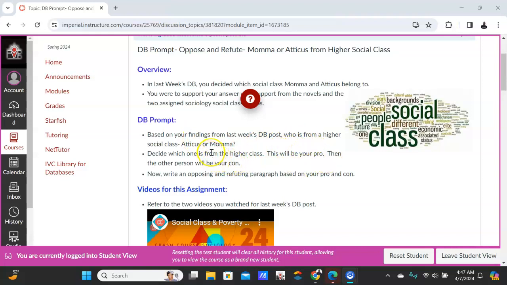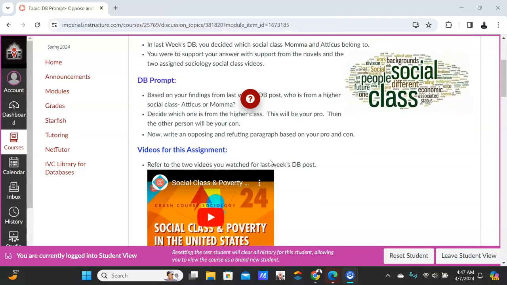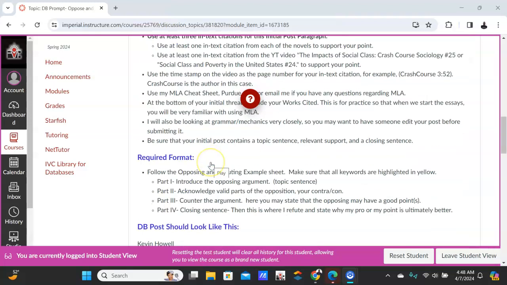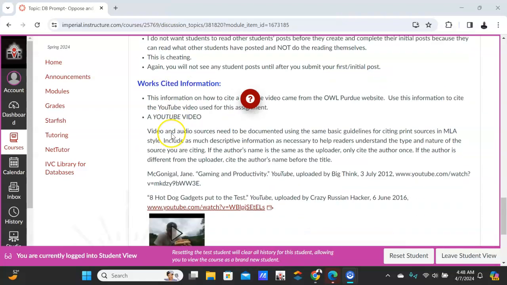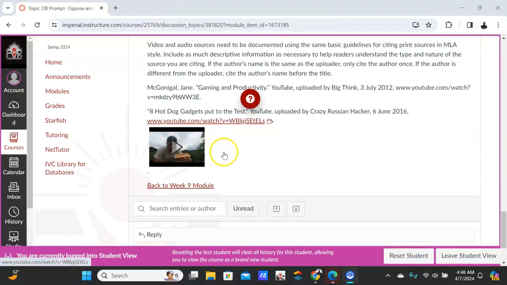If your topic sentence lists both, then I know, or your readers will know, that you're going to talk about both. So my point is, don't say Mama is from a higher class, period. What do I think this paragraph is going to be about? Solely Mama. So make sure you're bringing in the pro and the con. And I'll talk about this more later when we do the research paper. All right, so follow this here, have your work cited, and I think that's good.